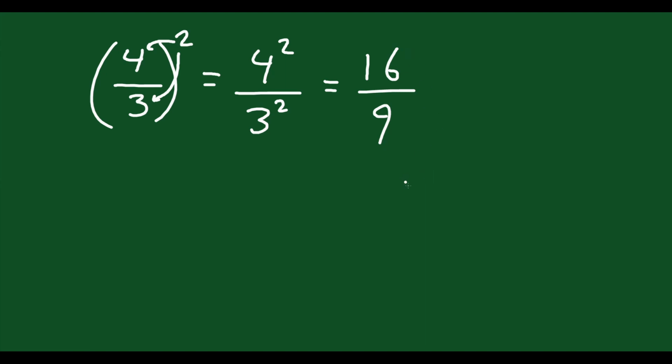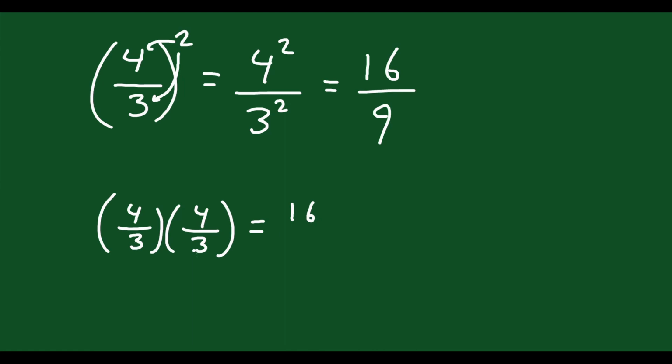You can verify this answer, actually, because 4 over 3 squared is another way of saying 4 over 3 times 4 over 3. And if you remember how we multiply fractions, you just multiply the numerators. 4 times 4 is 16. And you multiply the denominators. 3 times 3 is 9. So you get the same answer both ways.